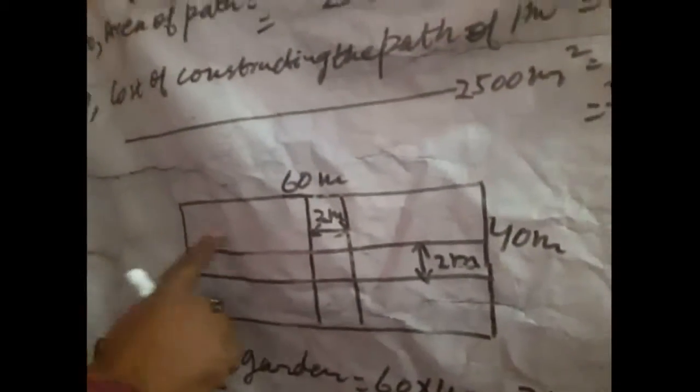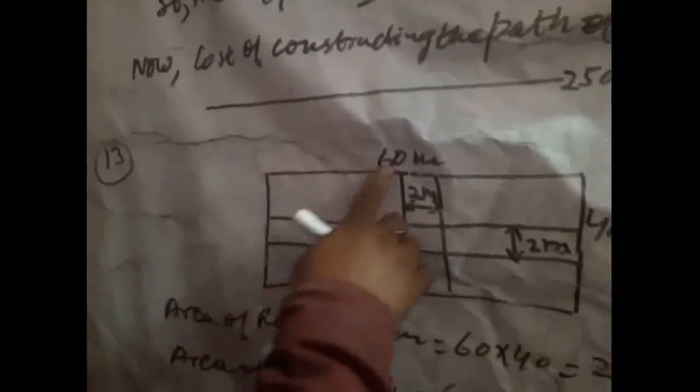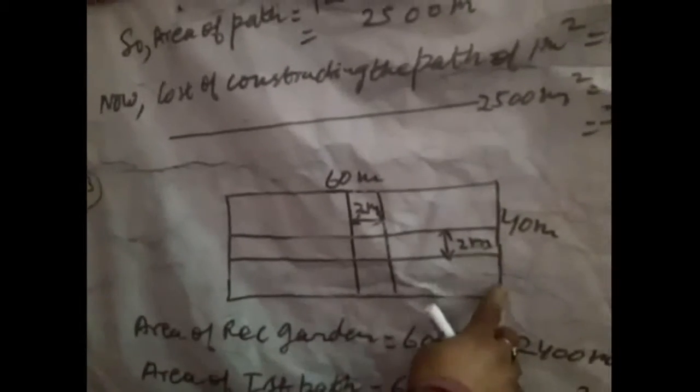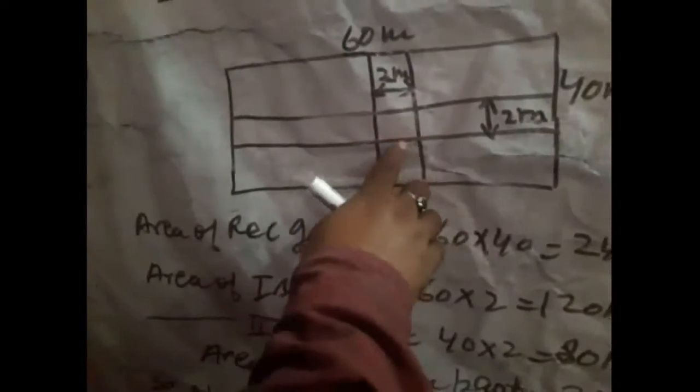This is our rectangular garden whose length is 60 meter and breadth 40 meter. This is the length and this is the breadth. This is our garden which length is 60 meter and breadth is 40 meter, and two paths which width is 2 meter. This is first path and this is second path. So area of rectangular garden is equal to 60 meter by 40 meter is equal to 2400 meter square.